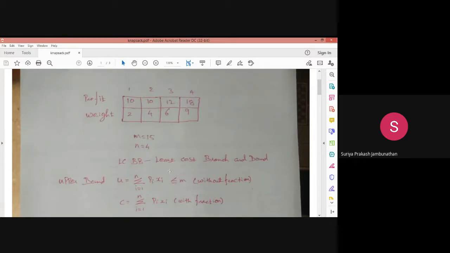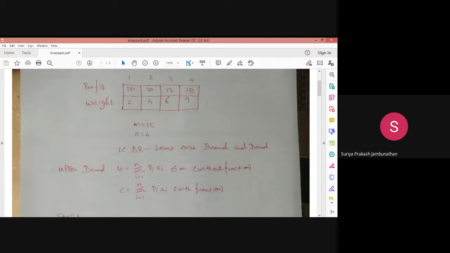While doing the upper bound calculation, we are not considering the fractional values. When calculating the cost, we can calculate it with the fractional value. So the upper bound will be calculated without the fractional value, and the cost will be calculated with the fractional value. Keep in mind that both use the same formula. Now let's start the problem.